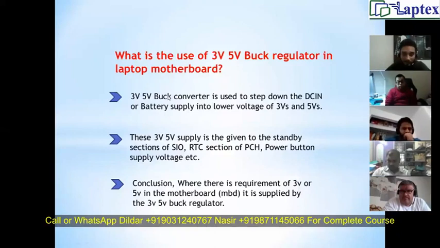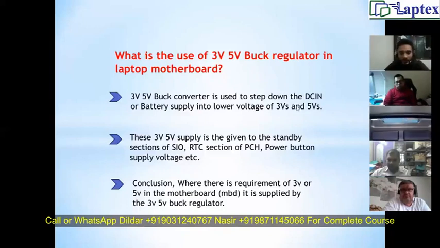So what is that? A 3 volt 5 volt buck regulator is used to step down the DC in or battery supply into 3 volt and 5 volt. You get 19 volt from the charging section, and that 19 volt is converted to the 3 volt and 5 volt supply. So that's why it is known as a buck regulator. One is a boost regulator that increases the voltage level, and one is the buck regulator that decreases the voltage level. That's why it is called a buck. How is it decreasing from 19 volt to 3 volt? What is the duty cycle that is required to do that? We'll see that later on when we go into the IC section.